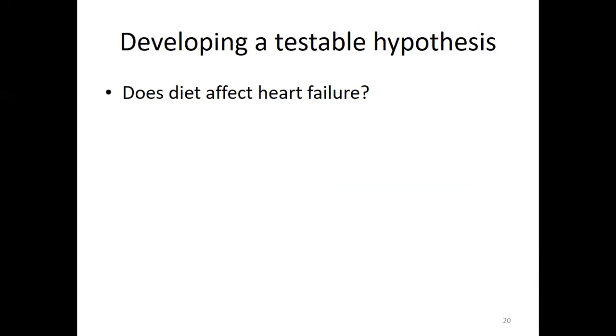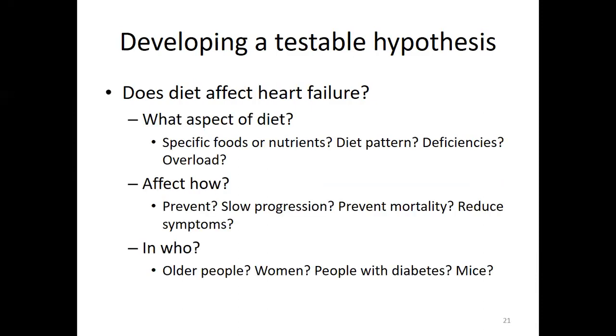So my postdoc was looking at diet and heart failure. Right? So does diet affect heart failure? That's a huge thing, right? That's an enormous question, because we need to know what aspect of diet. Are we talking about foods and nutrients, dietary patterns? Are we talking about deficiencies, overload? Affect how? Are we going to prevent it? Are we going to slow the progression, prevent mortality in people who already have heart failure, reduce symptoms? What do we mean by effect? And then in who? Right? Are we talking about older people, women, people with diabetes, mice?